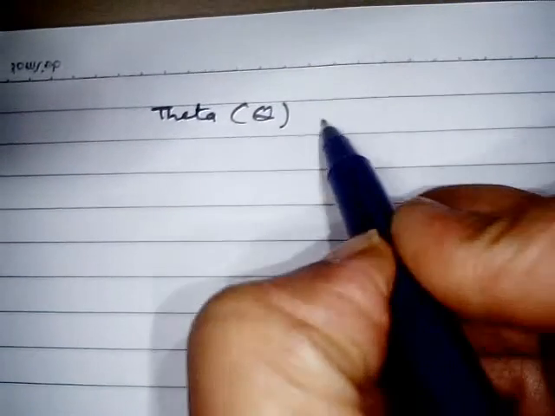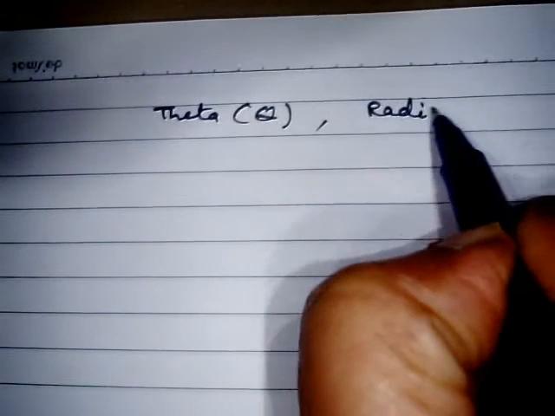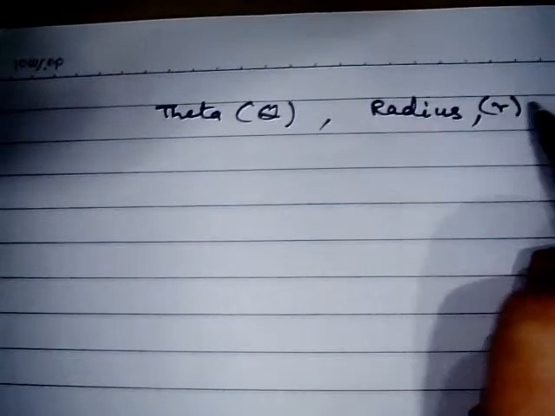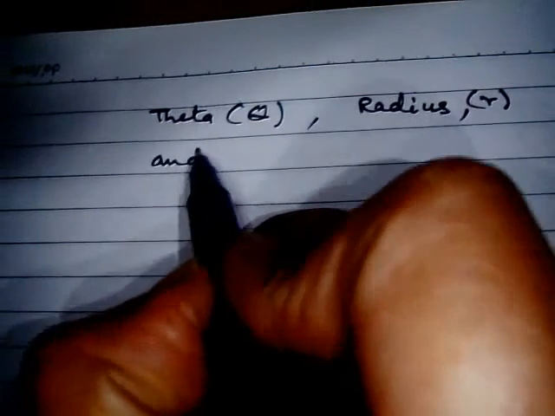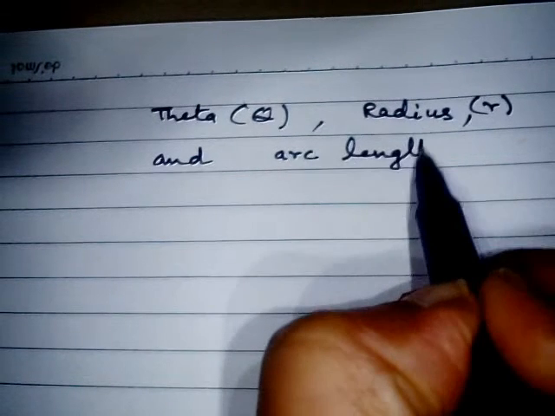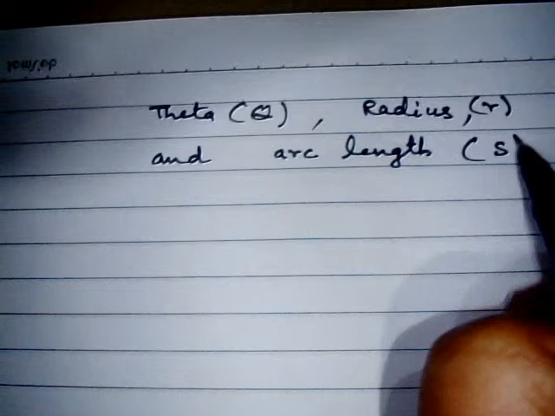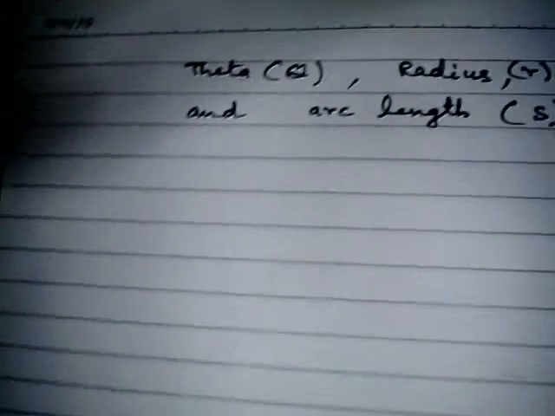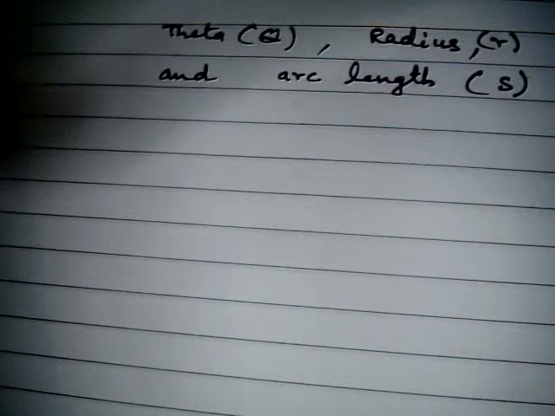Okay, in this video I'm going to talk about the relation between theta, the radius of the circle, which is represented by r, and arc length. Arc length, in the book, is represented by the letter S. Now, where is R, where is S?